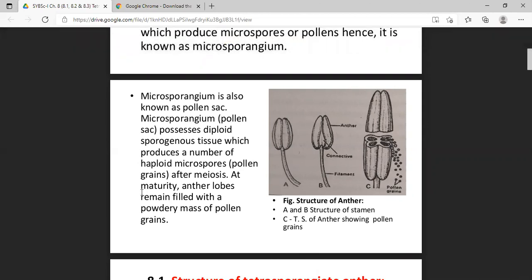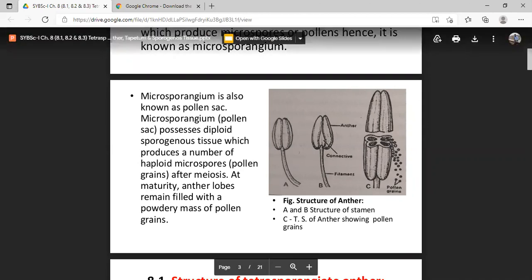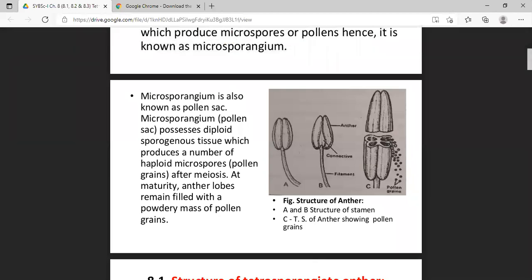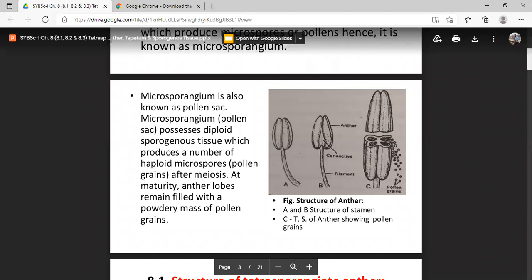After meiosis, at maturity, the cells are reduced in chromosome number, and there is formation of a pollen tetrad. After the pollen tetrad, there is a release of what we call the pollen grain. So we see again here.